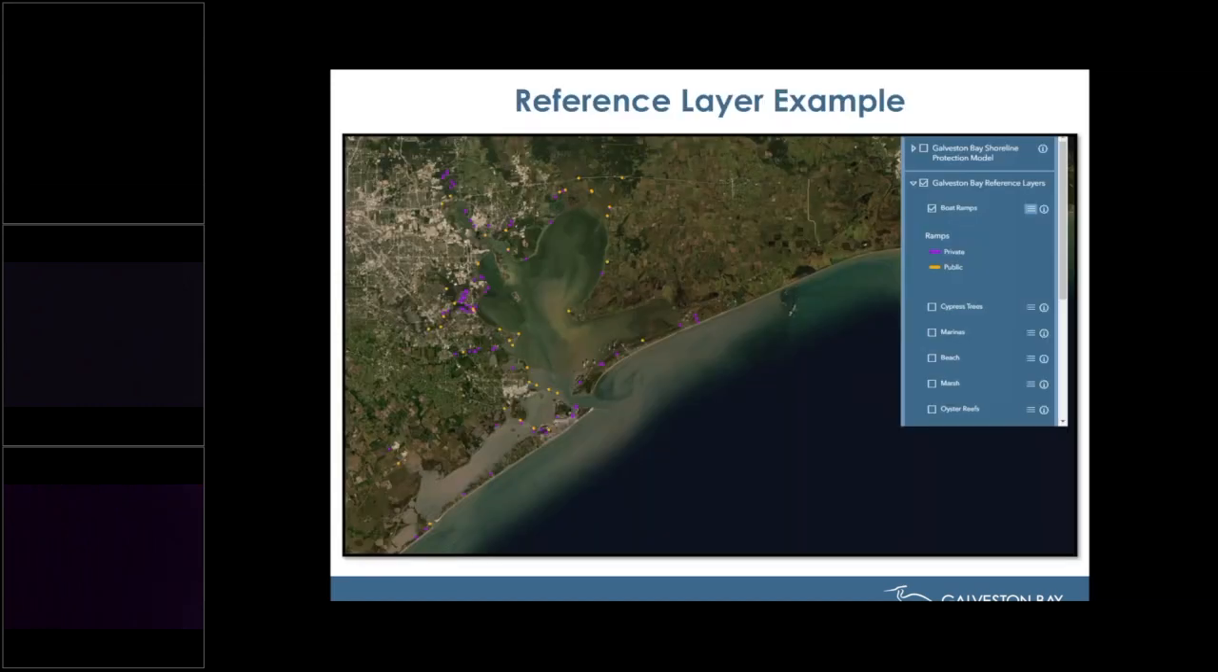So just for an example, if you want to look at one category, you just need to make sure to have that box clicked on. And if the legend for that specific category, like you're seeing here, boat ramps, does not appear, you just simply need to click on those three little lines to the right, and that'll bring up your legend. So in this case, it'll show you where all the boat ramps are located and which are private and which are public.